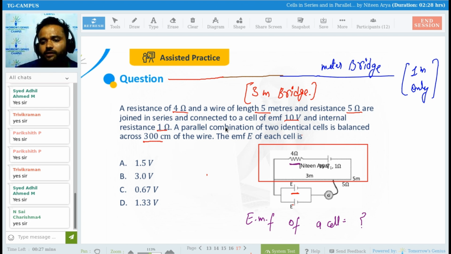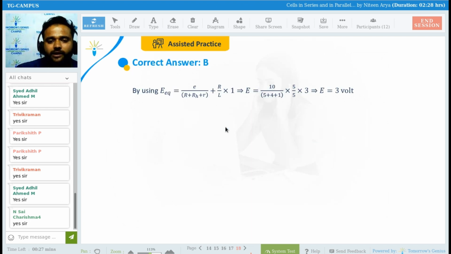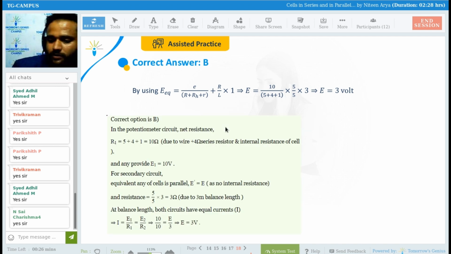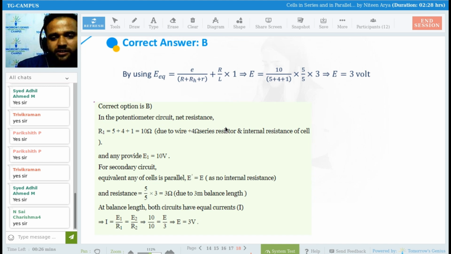We have everything: a resistance of 4 ohm, 5 ohm and 1 ohm. All of this is in series, so 4 plus 1 plus 5 gives 10 ohm resistance. Let me explain on the next page what this means. The correct option is B, and this is your answer. This is the proper explanation. So the correct option is B, which is 3.0 volt. That is the correct answer.